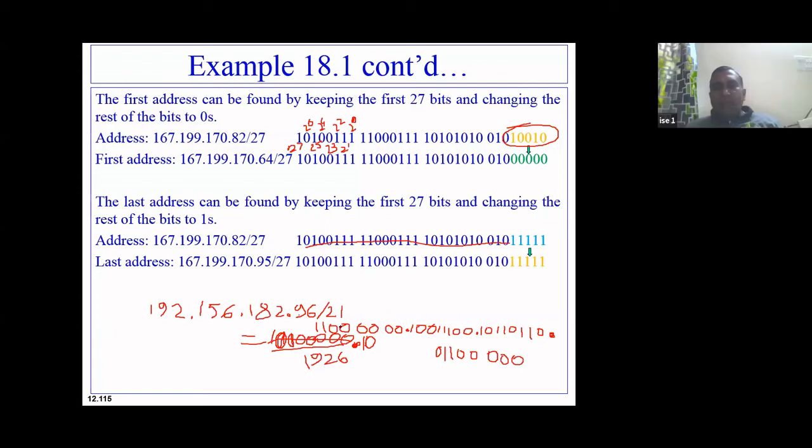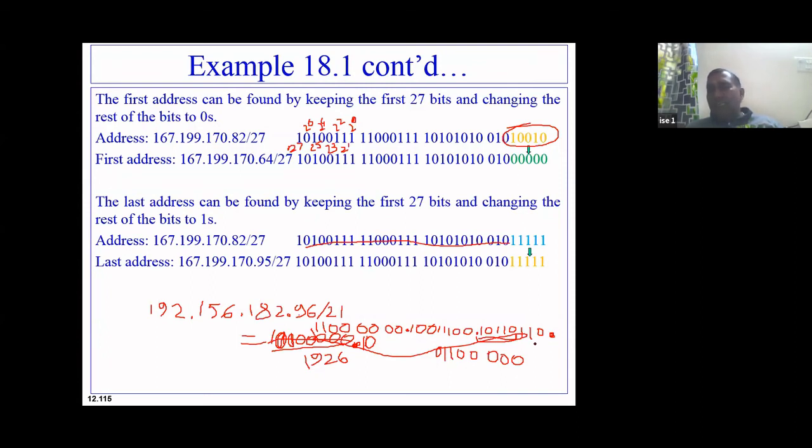Okay. Now count 21 bits. So this is nothing but 8 bits plus 8 bits. You got the idea? 16 plus 5 bits. This is 5 bits, so this remains unchanged. From here till here, this remains unchanged. Remaining 11 bits, so 3 from here, 8. So 11 bits, all zeros to get the first address.